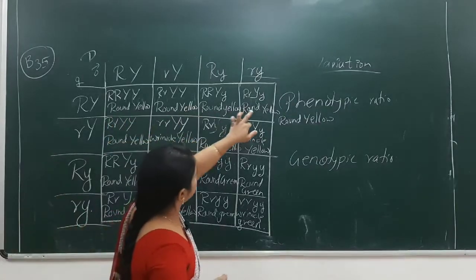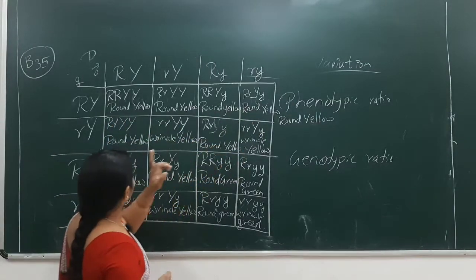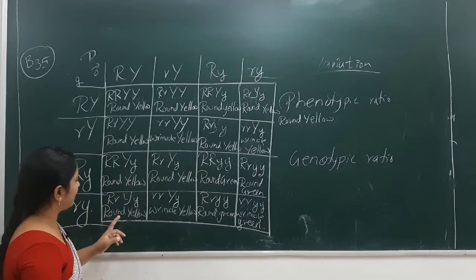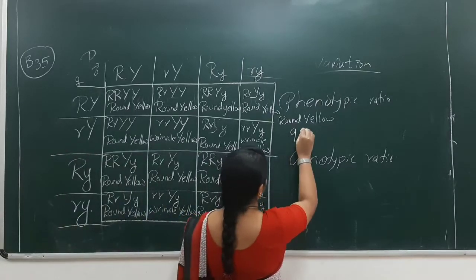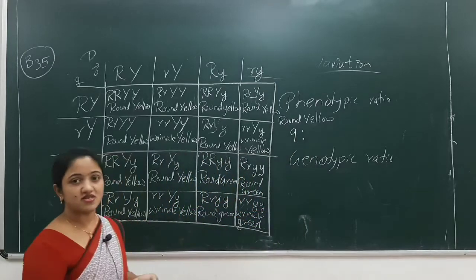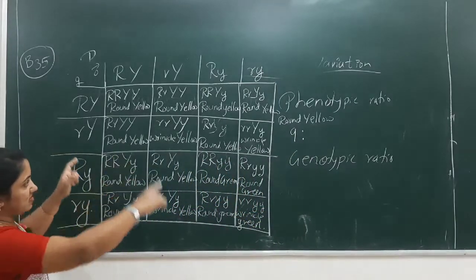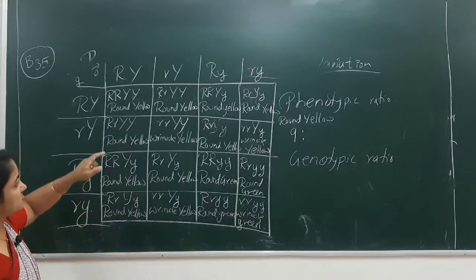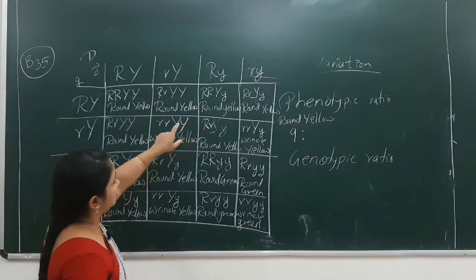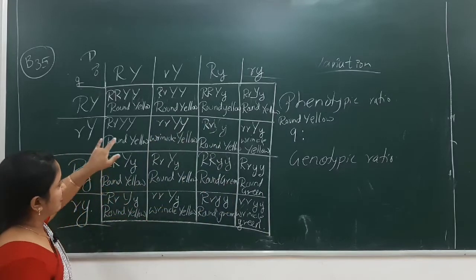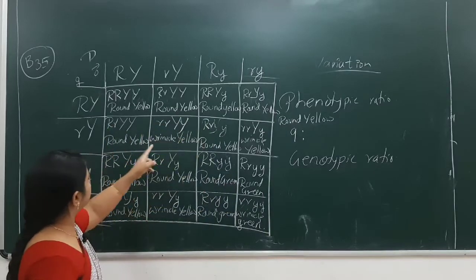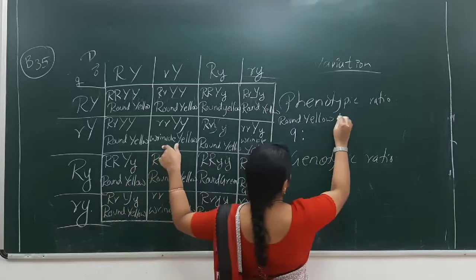1, 2, 3, 4, 5, 6, 7, 8, 9. 9 round and yellow offsprings are present in the Punnett square. The next phenotype out of 16 offsprings is wrinkle yellow.